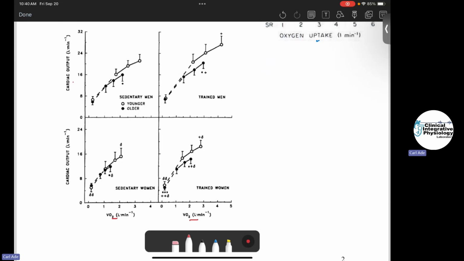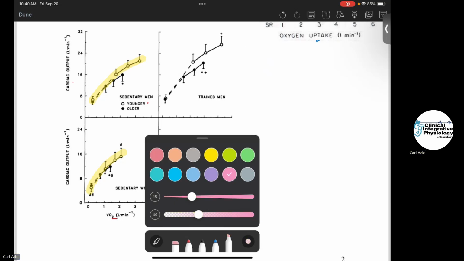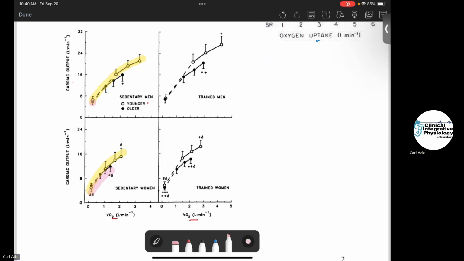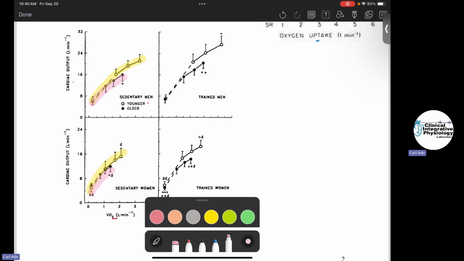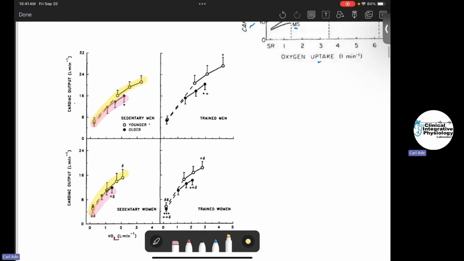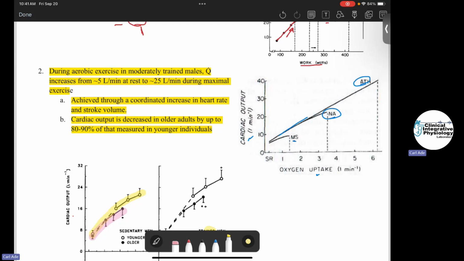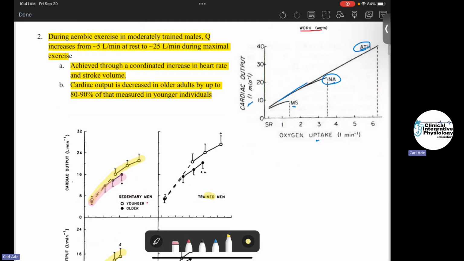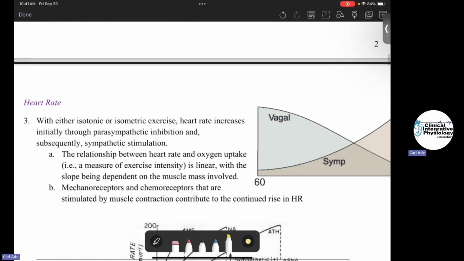So if we look in both sedentary men and women, those who are younger, that being the open circle, get this nice increase in cardiac output. With the older adults, following the same trajectory, but having about an 80% lower cardiac output. And we see that same trend, whether you're trained men or women. So significantly lower cardiac output with aging. This is important given the advanced age, growing age of the population.